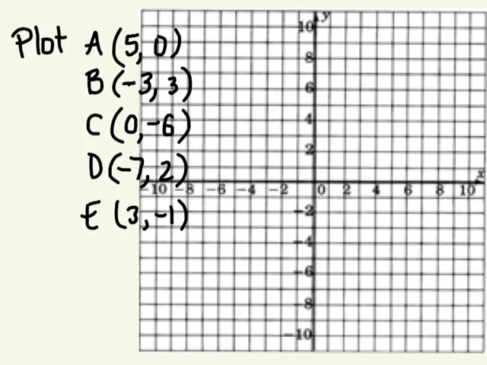So A will be at 5, 0. It stays on the x-axis. So you got that one right. Sorry, I don't need to write the coordinate there. I'll just write A. B is at negative 3, 3. Good. So then C, we know we read it x, y. So for x, we don't move left or right, and then we move down 6. Good. D, negative 7. We always start with x. We're going to move to the left 7 and up 2. So you did. Good. And then the last one, E, to the right 3 and down 1.